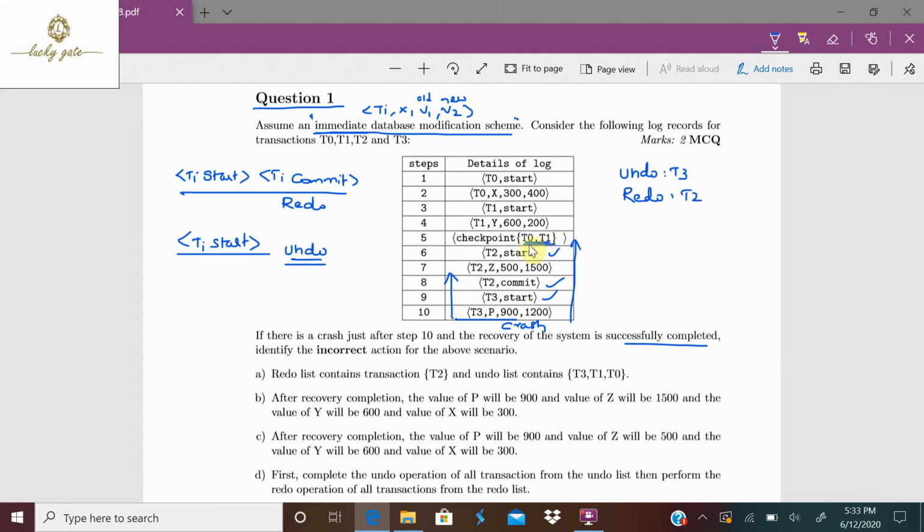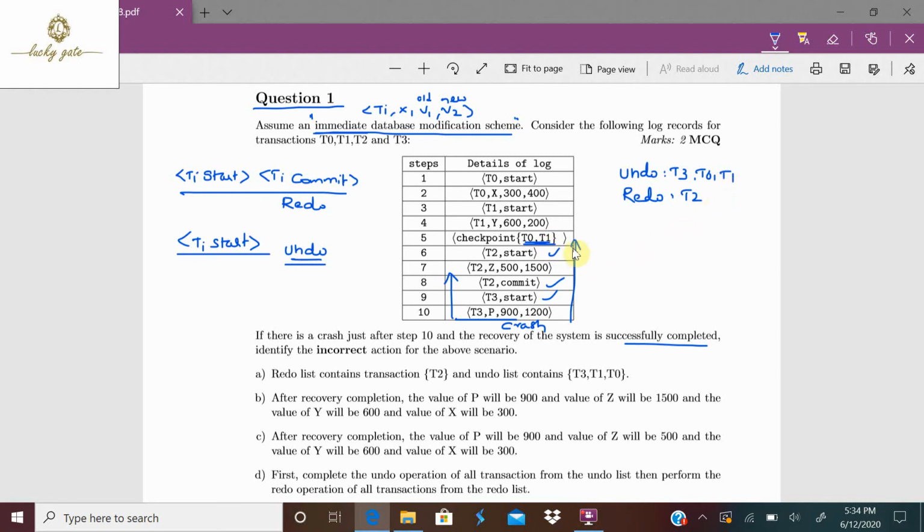During checkpointing, whichever transactions are active are put in the checkpoint log record: T0 and T1. Now check, are T0 and T1 in the redo list? No. So both T0 and T1 are added into the undo list. Why? Because while scanning the log backwards, I don't find T0 commit and T1 commit log records. Because there are no T0, T1 commit log records, both T0 and T1 operations are to be undone.